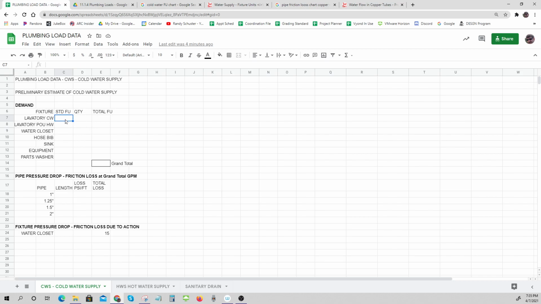You open the handle on your lavatory, your sink, and some amount of water comes out. That's called a fixture unit. And there's standards for that. So then you multiply that by how many lavatories you've got, and that's your total fixture units that are going to flow through the pipes to get to that. And we're going to pretend that these are all at the very end of the line and they're all going to add up. And you'll see why we do that later on. Okay. So let's go ahead and find out what that is.